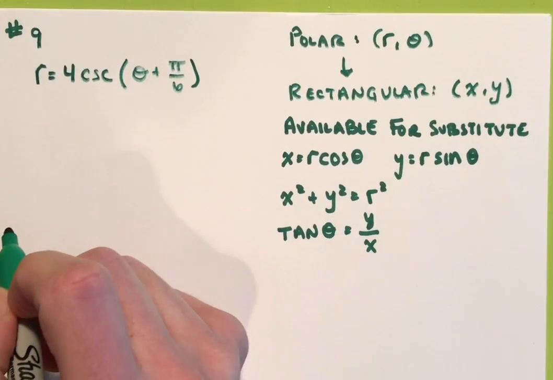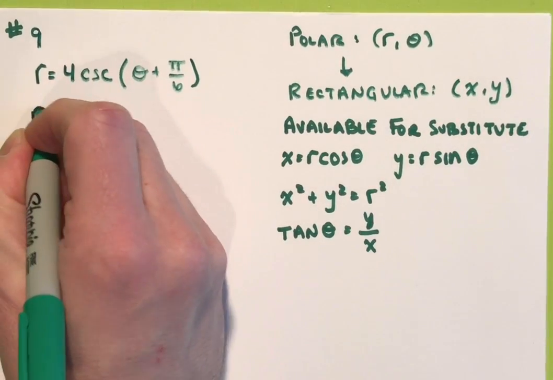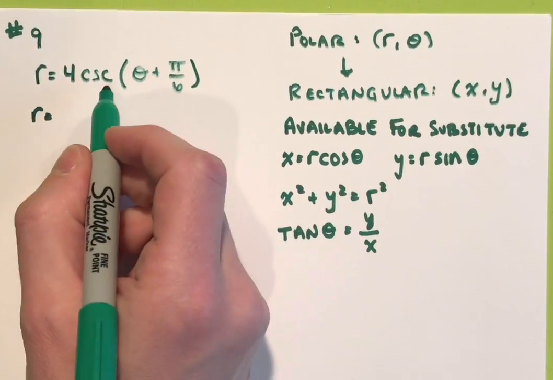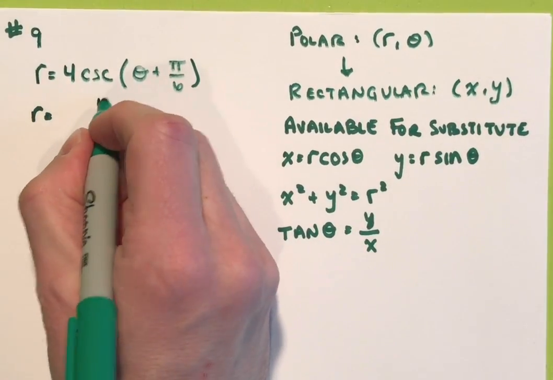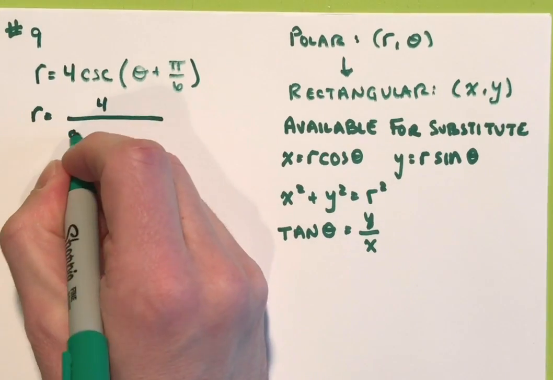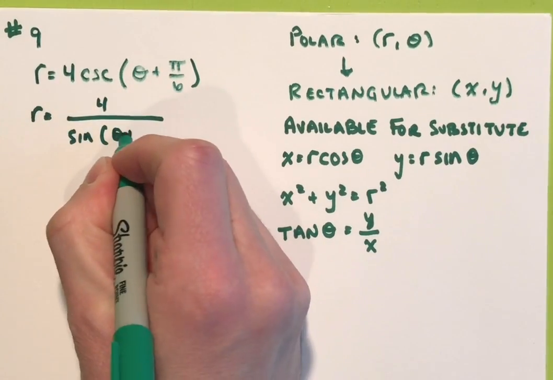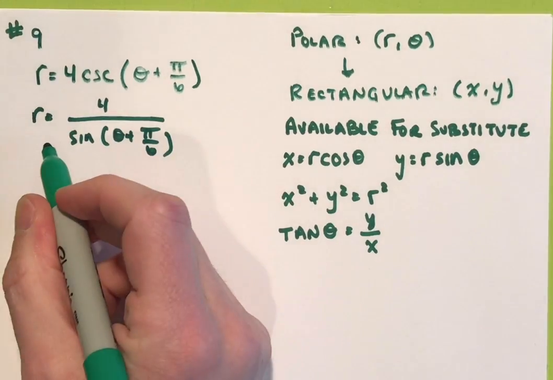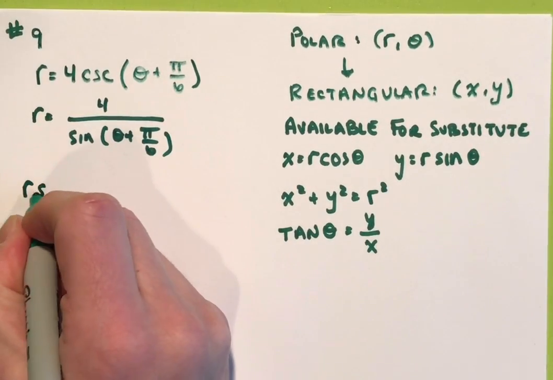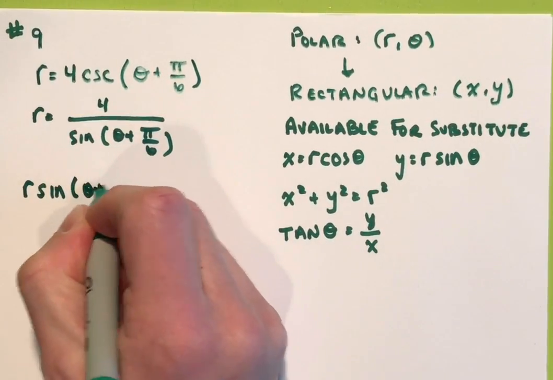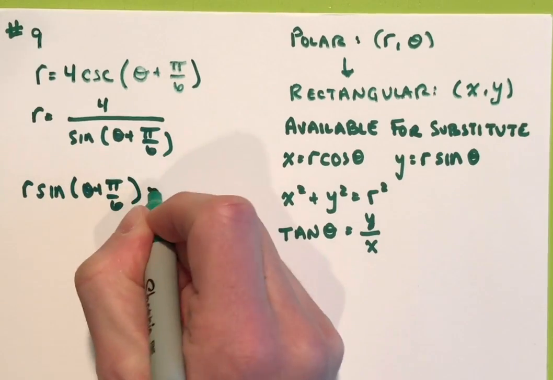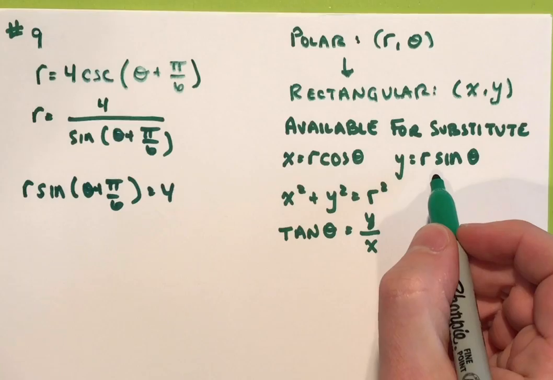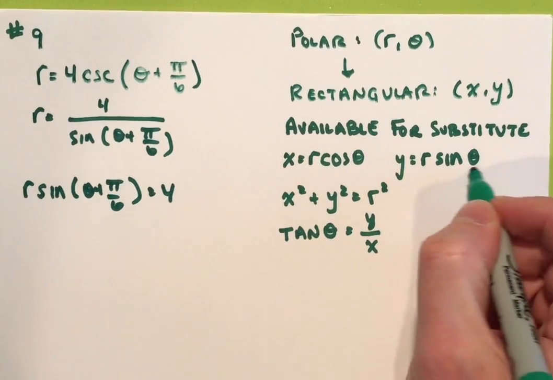So here's the strategy that we're going to take. I'm going to first rewrite cosecant using our trig identities. That's division by sine. So this is 4 divided by sine of theta plus pi over 6. I'm going to cross multiply. I've got r sine of theta plus pi over 6 equals 4. And you go, ooh, r sine theta, that's y. Almost. This is just theta.